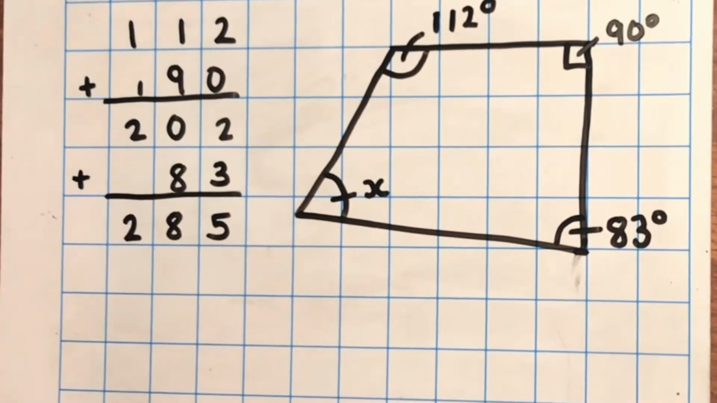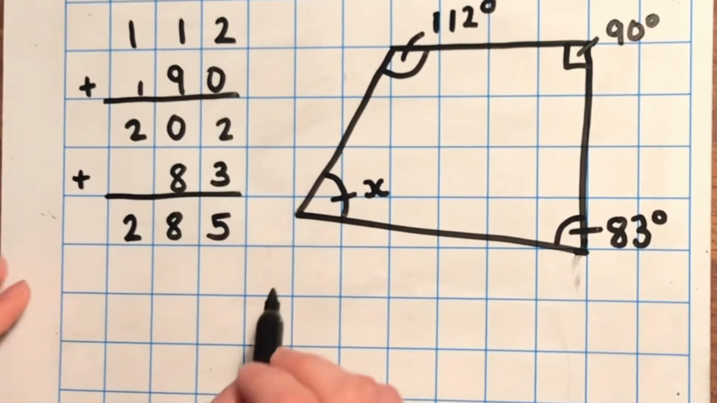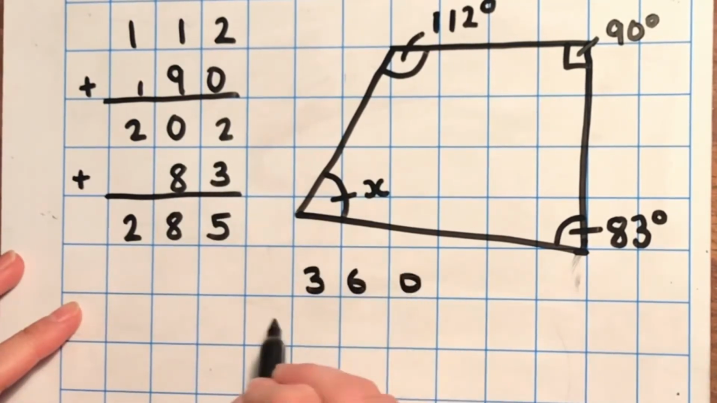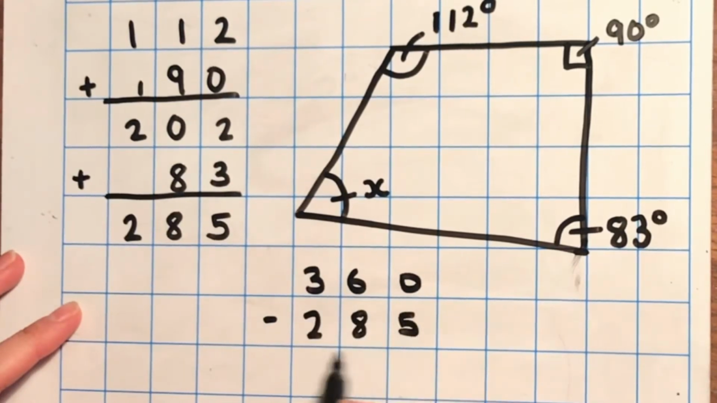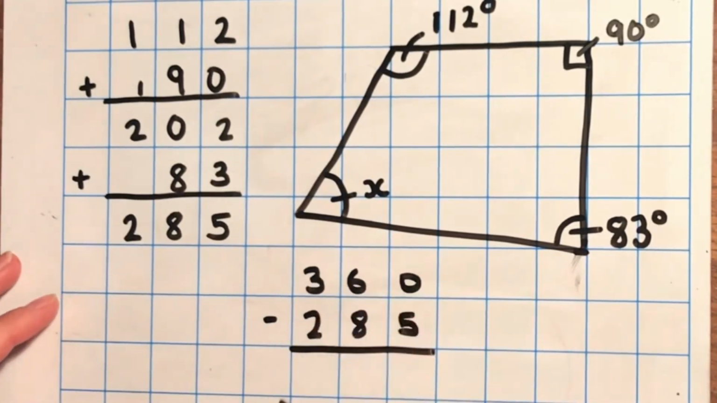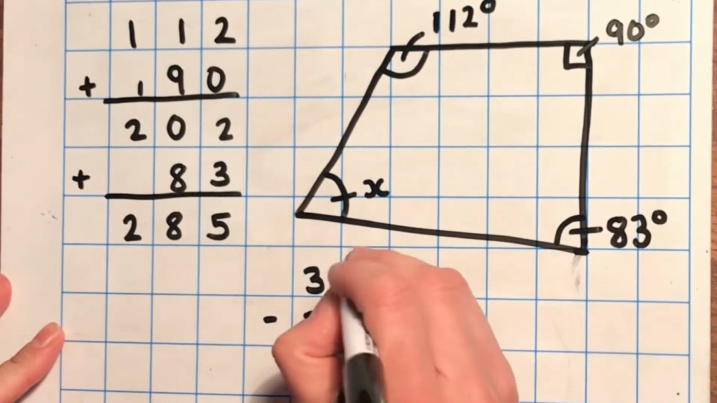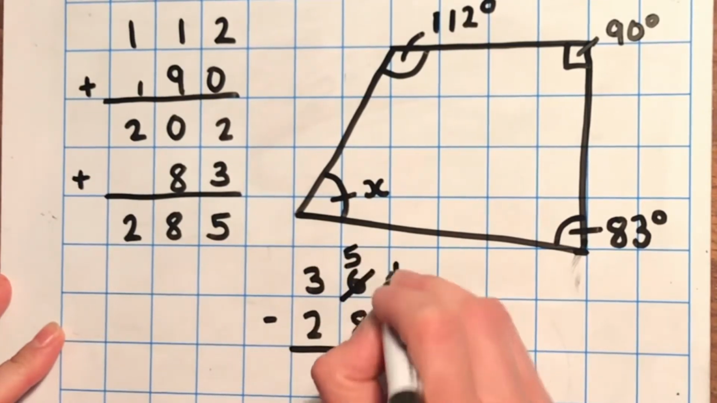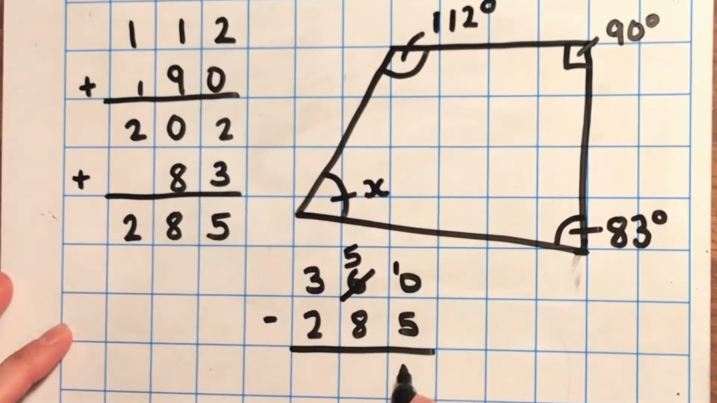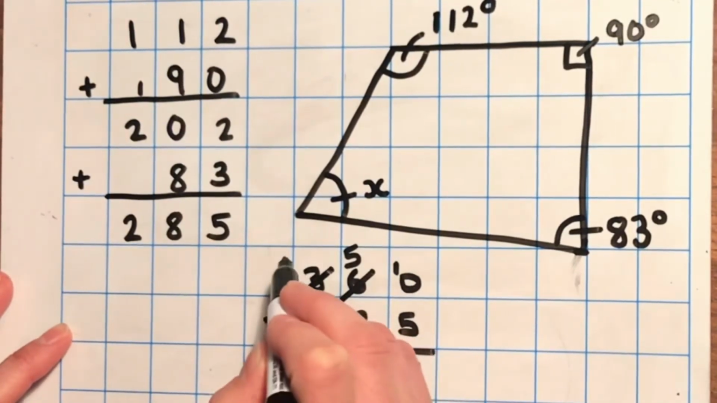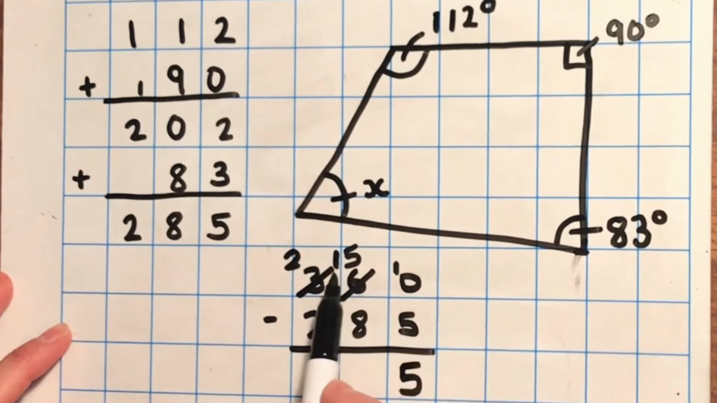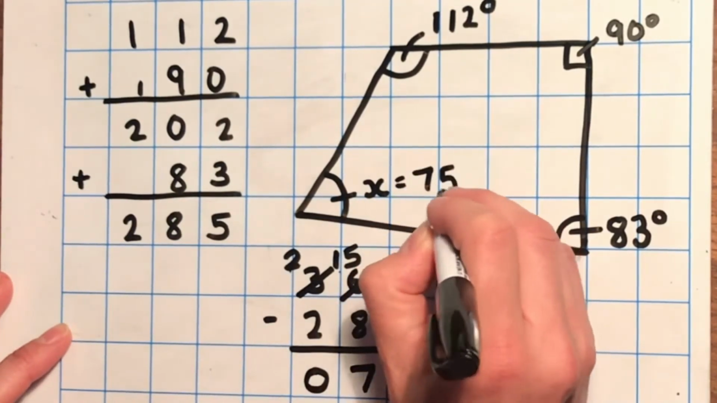So add together the angles you already know and then take that away from 360. So 360, take away 285. Make sure that everything stays in its columns lined up. So 0 take away 5 you can't do, so you're going to go into your tens column. Bring 1 ten over, leaves you with 5 tens. 10 take away 5 is 5. 5 take away 8 you can't do, so we're going to go to the hundreds. Bring 100 over. 15 take away 8 gives you 7. 2 take away 2 gives you nothing. So angle X is 75 degrees.